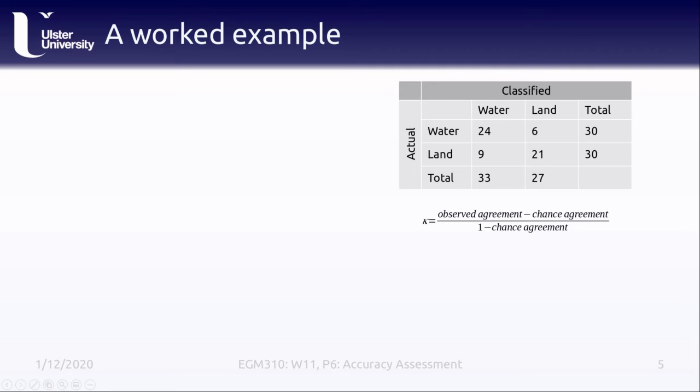This is a lot to take in, so I'll try to go through a worked example. To make the maths much simpler, I'm sticking to two classes, land and water, and say that we've drawn a sample of 30 pixels from both land and water. From our confusion matrix, you can see that we've correctly identified 24 pixels as water and 21 pixels as land. So our overall accuracy can be calculated as 24 plus 21 divided by 30 plus 30, or 0.75. An overall accuracy of 75% is generally considered acceptable to good, again depending on who you talk to.